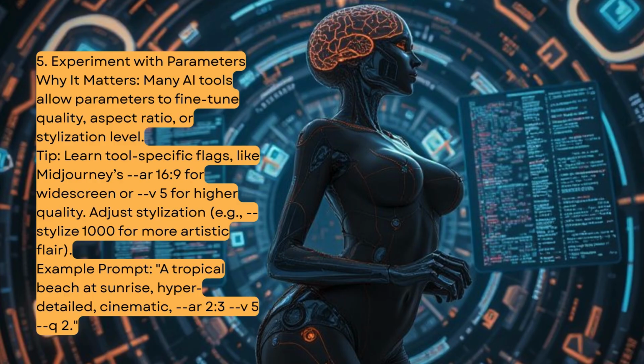5. Experiment with parameters. Why it matters: Many AI tools allow parameters to fine-tune quality, aspect ratio, or stylization level. Tip: Learn tool-specific flags, like Midjourney's --ar 16:9 for widescreen, or --v 5 for higher quality. Adjust stylization, for example, --stylize 1000 for more artistic flair. Example prompt: A tropical beach at sunrise, hyper-detailed, cinematic, --ar 2:3, --v 5, --q 2.